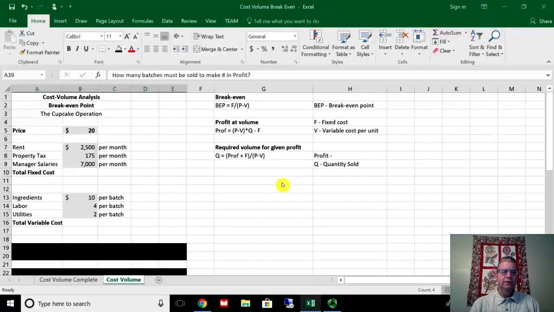I'm going to help you today with some cost volume analysis, and specifically a break-even point. This example is going to take us a little bit because there's two or three problems that we're actually going to work, but we'll go ahead and get started.